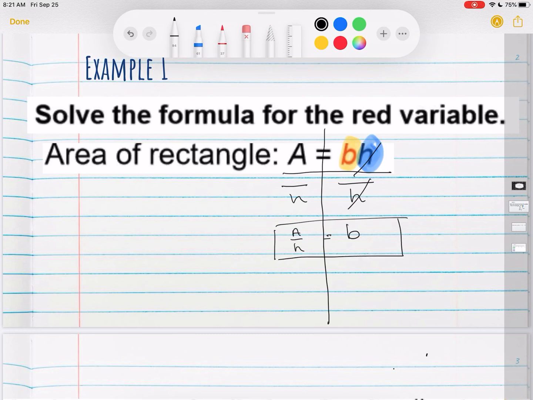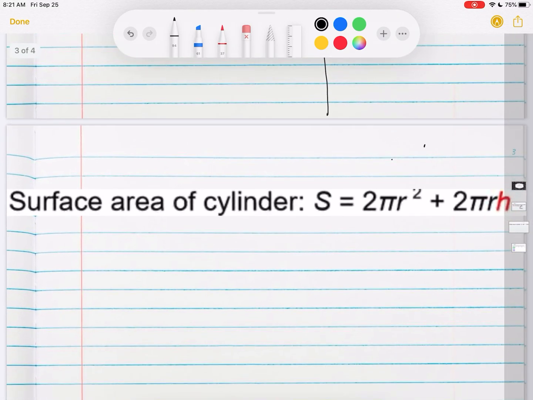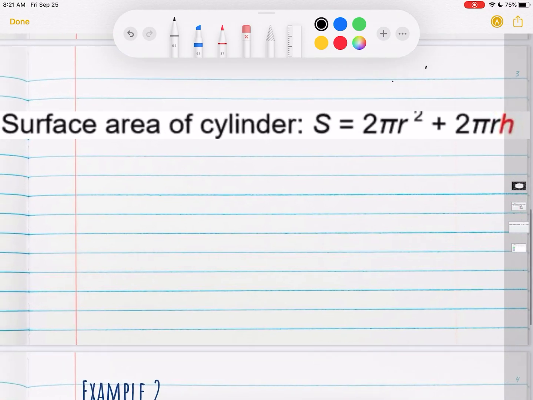So there I have it. That's all I needed to do. The base of a rectangle is the area of the rectangle divided by the height. B equals A divided by H. Let's do another one. This one has a little bit more going on.